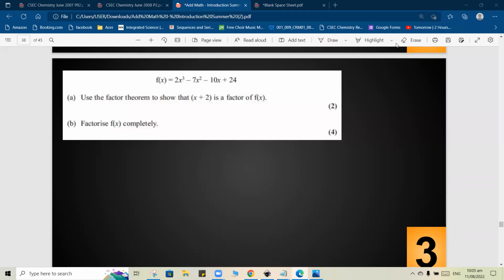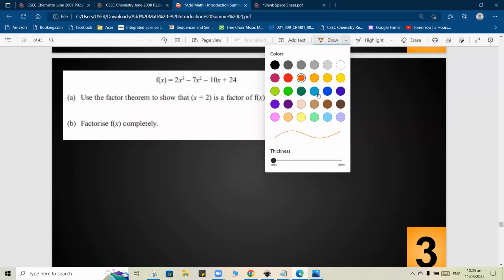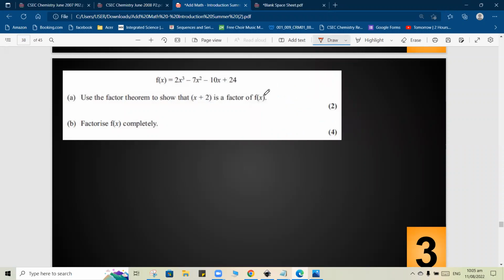So I'm pretty sure everyone is finished with part 1 at least, right? All they had to do was take the factor, which is x plus 2, once again, put it equal to 0 and solve for x. To show it's a factor, you go and replace all the x's with what? Minus 2, right? So I'm going to quickly do part A, right? So 2 minus 2 cubed minus 7 minus 2 squared.